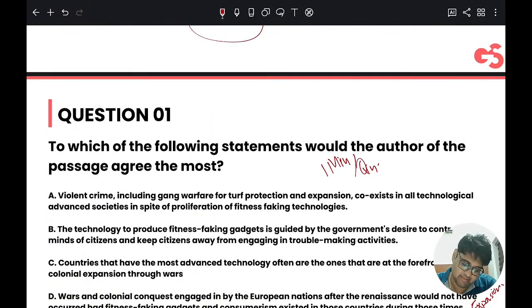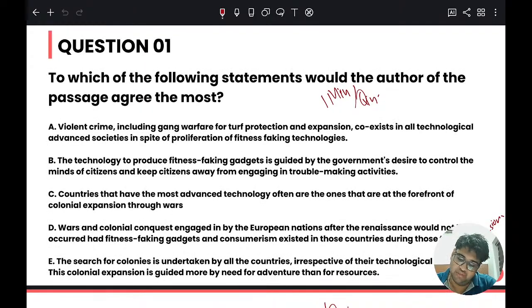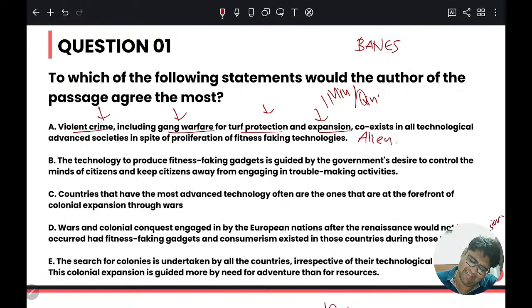Read passage. Let's see. Which of the following statements would the author of the passage agree with the most? What would be something the other way? Violent crime, including gang warfare for turf protection and expansion, coexist in all technologically advanced societies in spite of proliferation. Where was this all mentioned according to Baines? This is an alien concept. I am going to eliminate it.